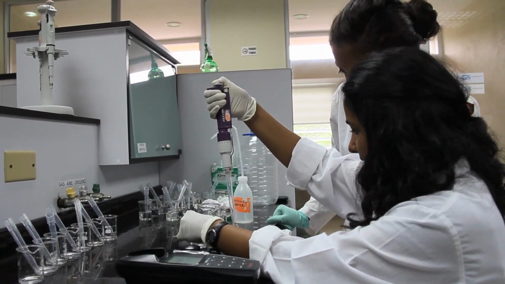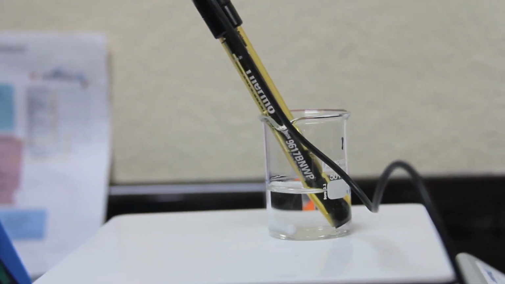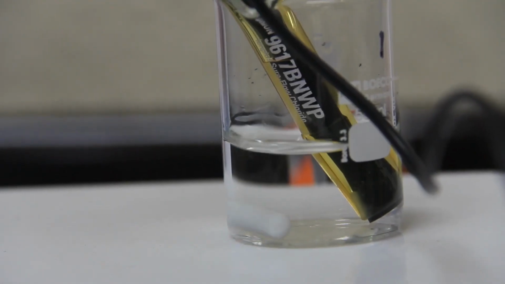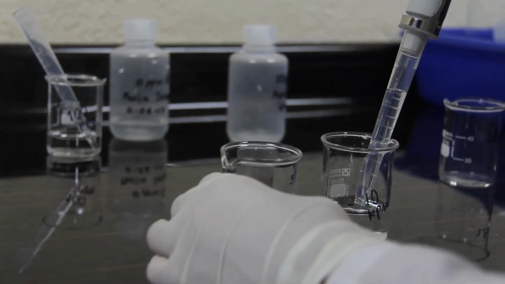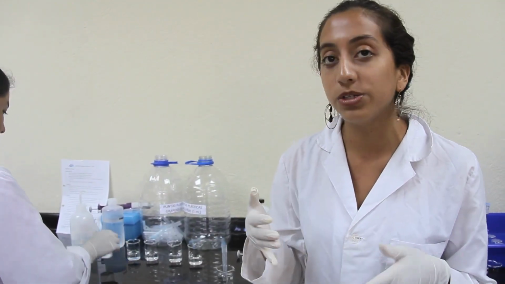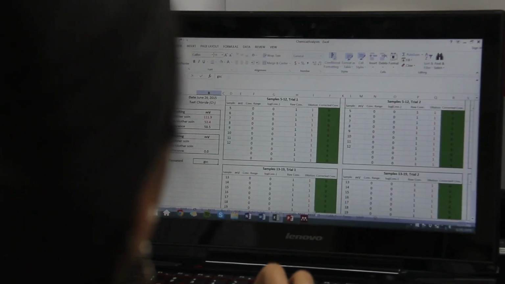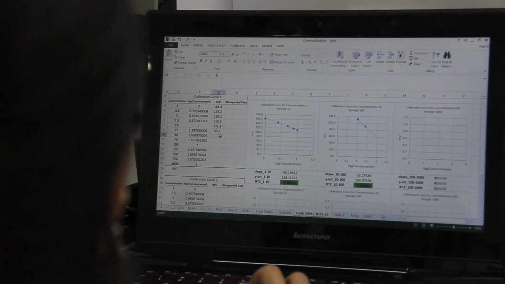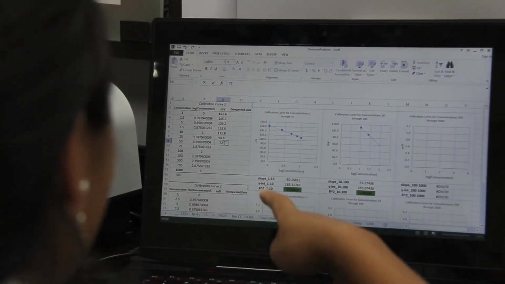So what we're doing now is a calibration curve for chloride, so we can measure the quantity of chloride we have in each sample. So the purpose of this is we take the concentration of each of these standards, and then we also measure the concentration of chloride in the samples, so we can put it in the graph and it can tell us the exact concentration.